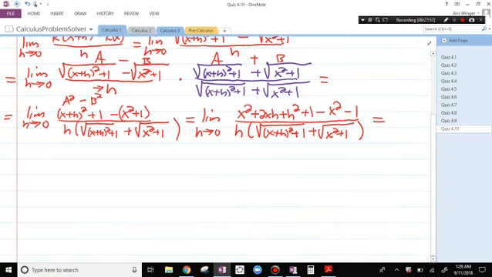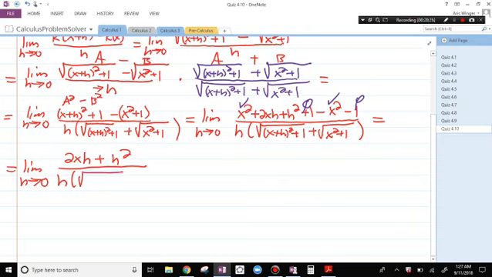This is equal to the limit as h tends to 0 of, let's see what cancels here. All right, so the x squareds cancel, the 1's cancel, and you're left with 2xh plus h squared. 2xh plus h squared all over h times the square root of x plus h squared plus 1 plus the square root of x squared plus 1, which is equal to the limit as h tends to 0.